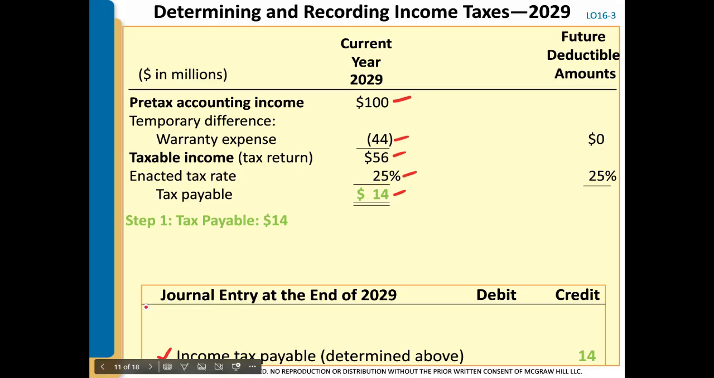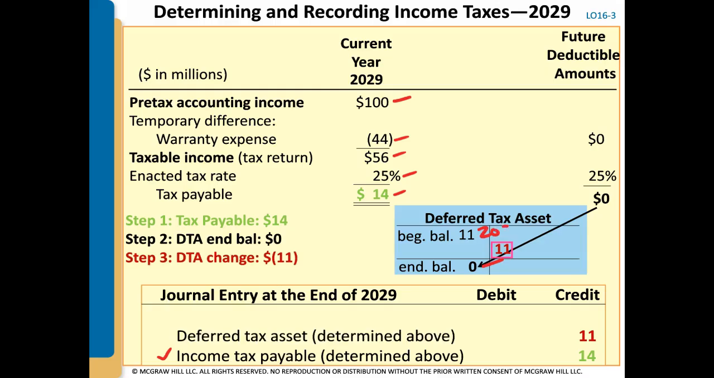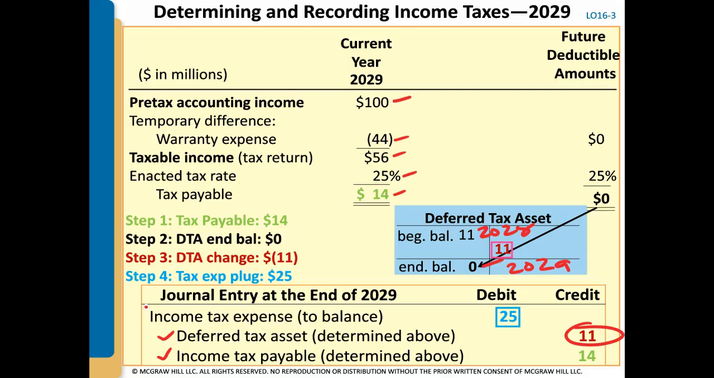Step 2 is to calculate our ending deferred tax asset in this situation, and we have no more. We are all paid out for this particular item, so our ending deferred tax asset will be 0. Step 3 is to take the change in your balance: our beginning balance in 2028 was 11 million, and our ending balance in 2029 was 0. We need to credit deferred tax asset to make that happen, so that's what we book. And then step 4 will again be the final plug, income tax expense, debit $25 million.